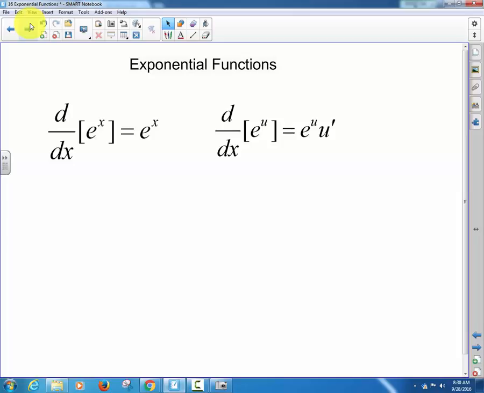It's very simple. The derivative of e to the x is e to the x. What's the second derivative of e to the x? E to the x. What's the third derivative of e to the x? E to the x. Every derivative of e to the x is e to the x. Real easy to know, real easy to remember.